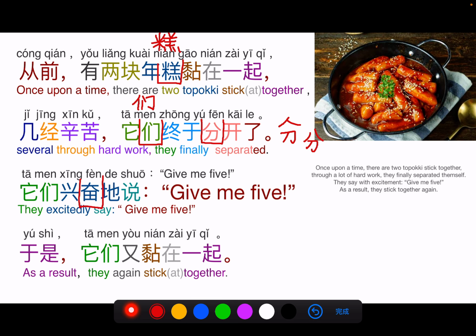Look at this character, 奋, excitement. The upper part is the character of big. The lower part is the character field or land. If I had a big land, I would be excited too.